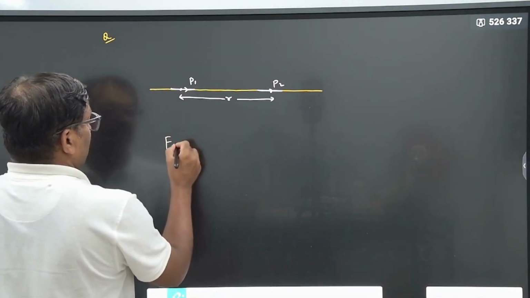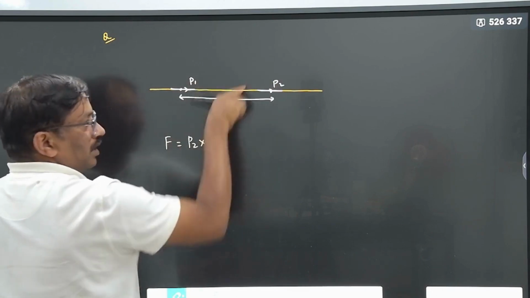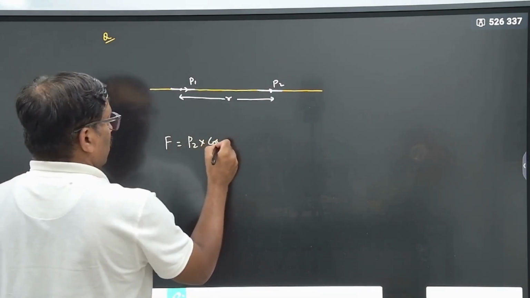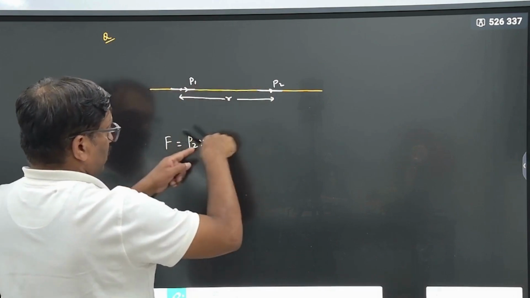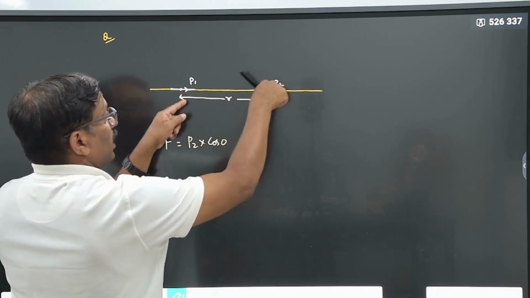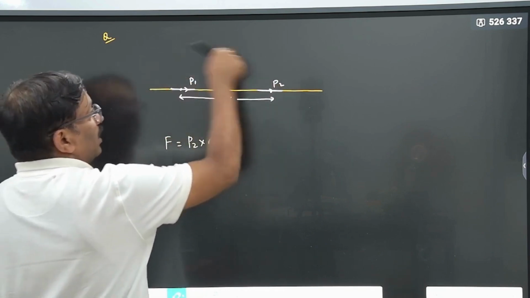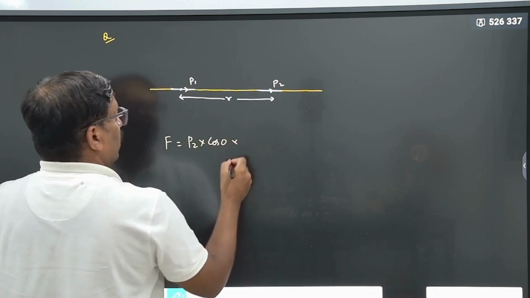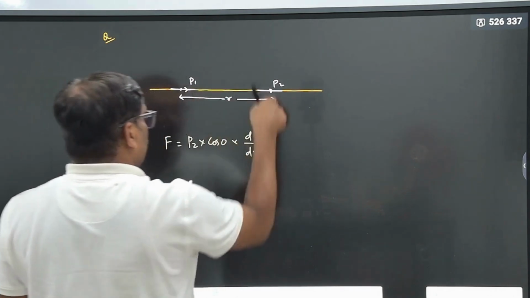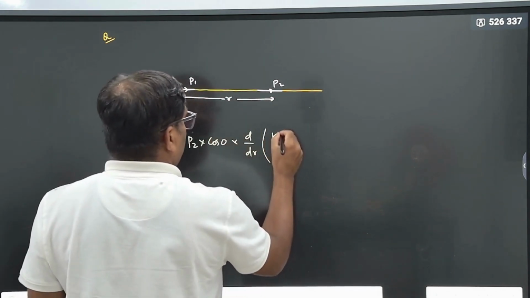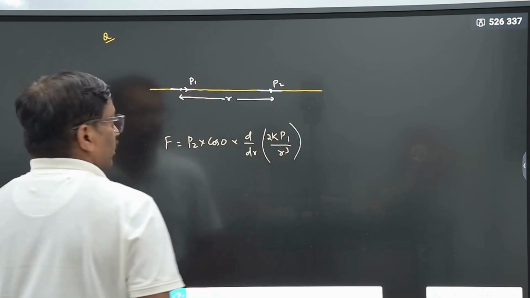Force acting on the second dipole will be equal to the dipole moment P2 cos 0, right. Now this P1 is the dipole creating the electric field at this point. So the electric field due to P1, how much? k into 2P1 by r cube, as it is on the axial line, clear.